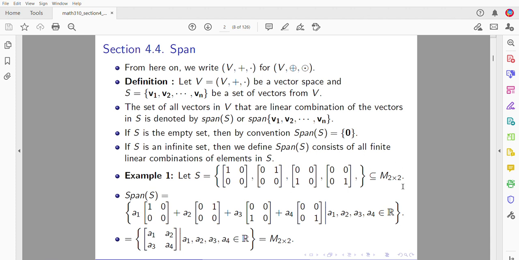You notice the English meaning of the word span. Span means the reach. So these 4 matrices have a combined reach of the entire set of 2 by 2 matrices. I hope it's clear, okay? So what is span? It is the collection of all linear combinations that you get from your given initial set.